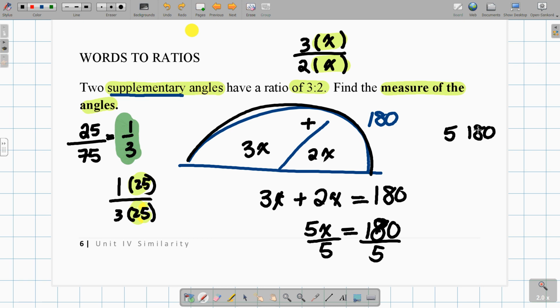Five goes into 180. Do this longhand with me. So it's 36. Now 36 is not your answer. 36 is simply the something. So to get the actual degrees, 2 times 36 is 72. And 3 times 36 is 108. If we were to reduce 108 to 72, we'd end up with a 3 to 2 ratio.